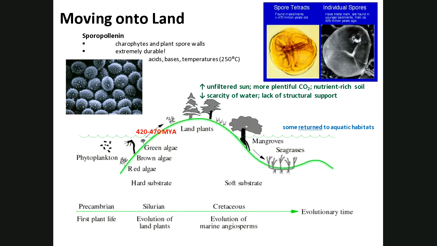That lignin is very hard to break down. There's only a few producers that can do it. Sporopollenin, you can see the little spores in that black and white picture. The sporopollenin is what's covering the outside. Very durable to acids, bases. They're very durable to changes in pH, temperatures.